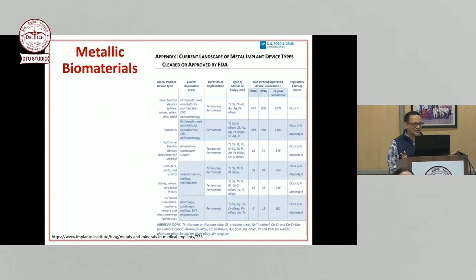This also just shows an example, and again, for your exam, I don't expect you to remember these numbers. It's just showing, for example, that titanium and stainless steel are some of the types of materials used for bone fixation and devices. For soft tissue, titanium, stainless steel, nickel and titanium alloys. You can go through this table to get an idea of how different alloys can be used for different applications.